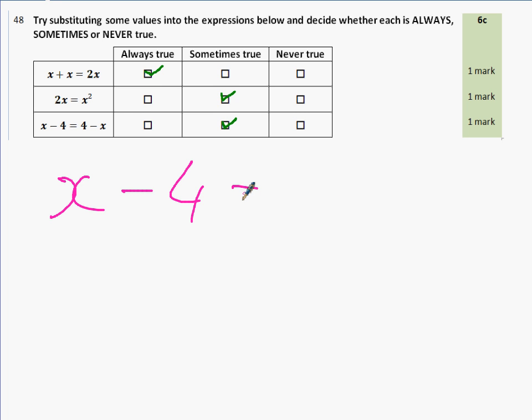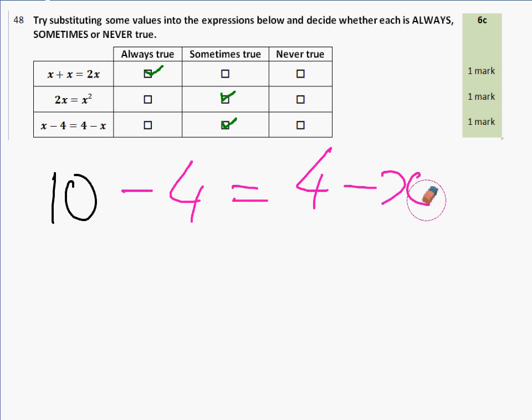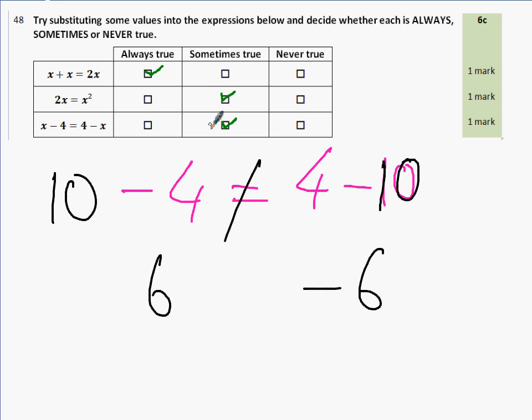x take away 4 equals 4 take away x. Okay, substitute x for different numbers. Let's say that x was 10. 10 take away 4. Oh, this should have been, keep the 4 here and change that to 10. Got rid of the wrong one. Okay, so 10 take away 4 is 6. 4 take away 10 is negative 6. They do not equal each other. So we've found that it's not always true. Can we find a time when it is true though?